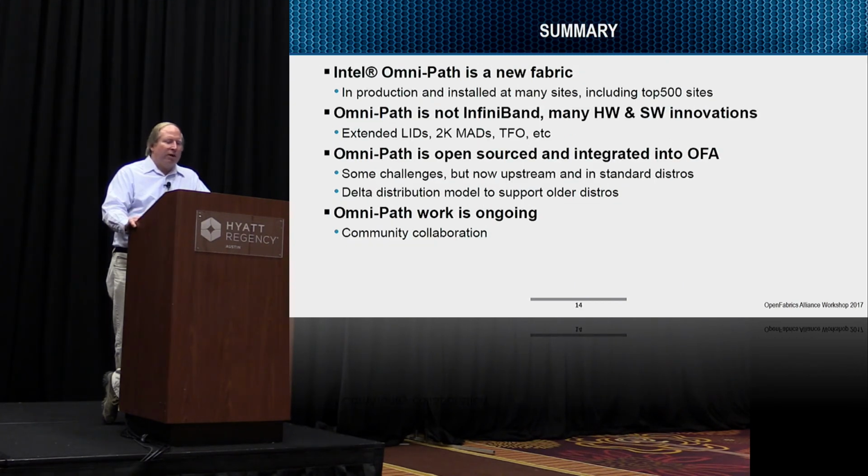So, in summary, Omni-Path is out there. It's in production. We've got a lot of installed sites. The public list on the Top500 is a good indicator. But there's a lot of differences and a lot of innovation. And so we've introduced all these things through the OpenFabrics Alliance. Many of them have made it into the distros and upstream.